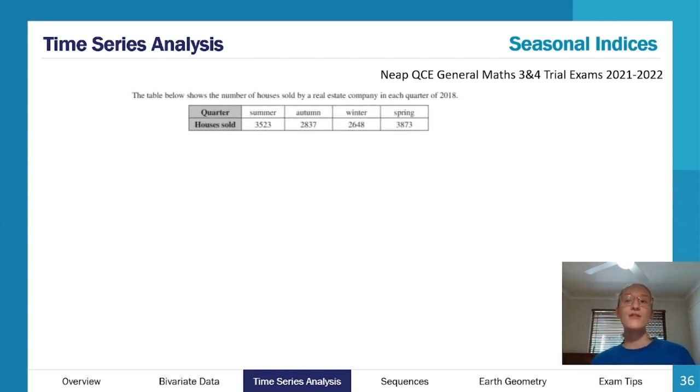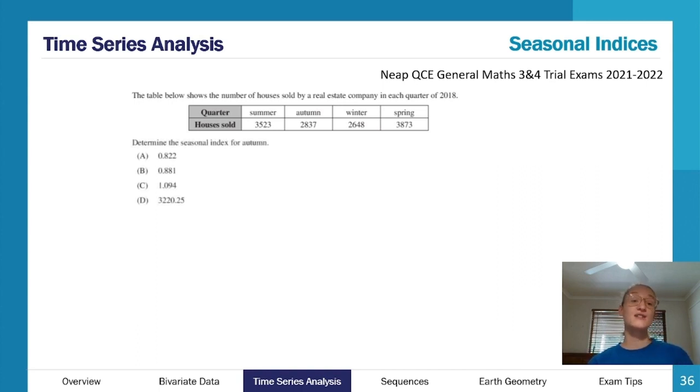So we're going to go through a quick example to illustrate that. This question is taken from one of the NEEP QCE General Maths trial exams, which are available on 8R Notes Plus. They're super helpful if you're wanting to get in a few more practice questions as well. But this specific question says, the table below shows the number of houses sold by a real estate company in each quarter of 2018. So we know we're looking at quarters: summer, autumn, winter, and spring. Again, time series data because our explanatory variable is the quarter, the measure of time, and then the houses sold is our response variable.